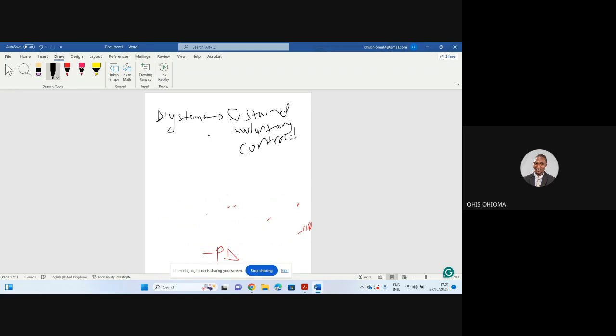In what conditions do we find dystonia? What's the commonest, basically? Antipsychotic medications, yes. So this one is pretty much straightforward. Antipsychotic medications.